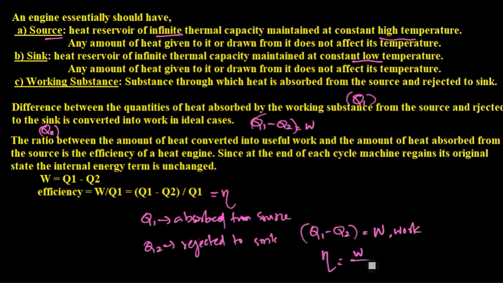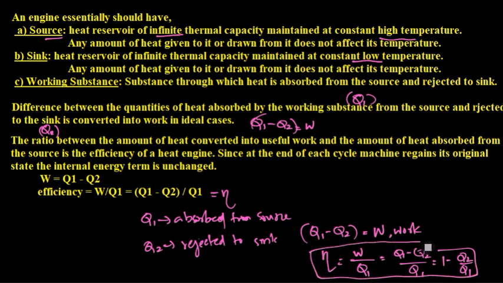Now the efficiency of a heat engine is defined as the ratio of the useful work done to the heat absorbed, that is W by Q1, which is equal to (Q1 minus Q2) by Q1, which is equal to 1 minus Q2 by Q1. This is the expression for the efficiency of an ideal heat engine. Eta is equal to 1 minus Q2 by Q1, where Q2 is the quantity of heat rejected to the sink by the working substance, and Q1 is the quantity of heat absorbed from the source by the working substance.